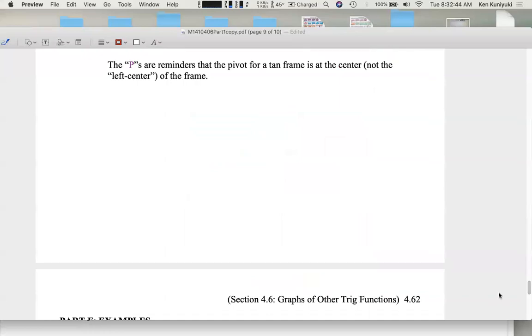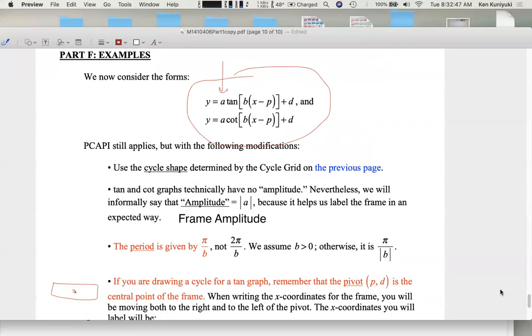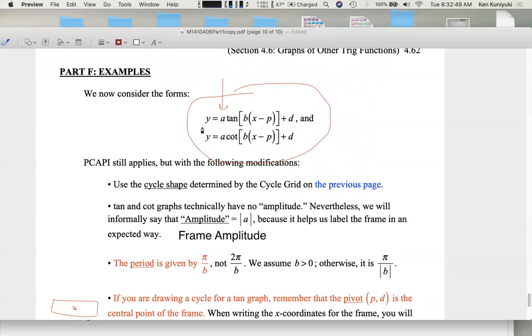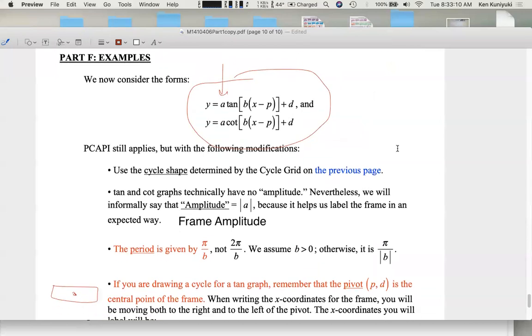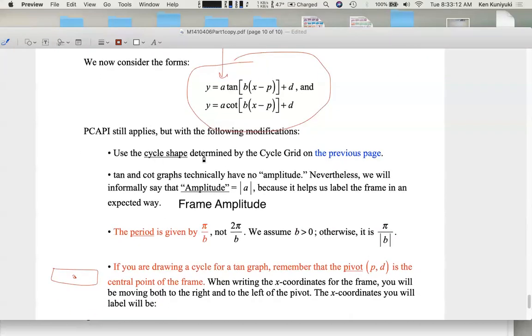All right. We're going to use the frame PCAPIA method to graph equations of this type: y equals a non-zero number times tangent or cotangent of a linear function of x, all plus d. Now, what are some modifications with respect to the sine and cosine graphs that we did before? Well, we're going to have different cycles. Sine and cosine had pieces of waves. Here we have snakes.